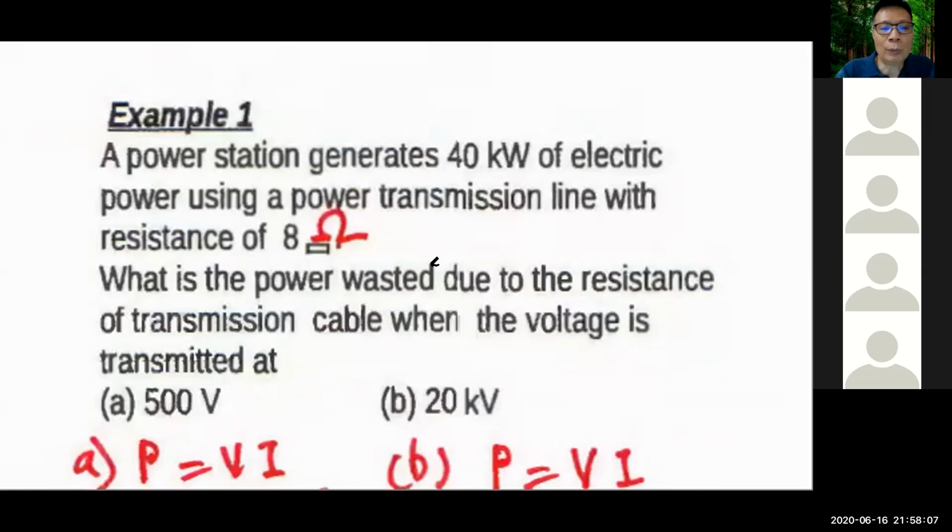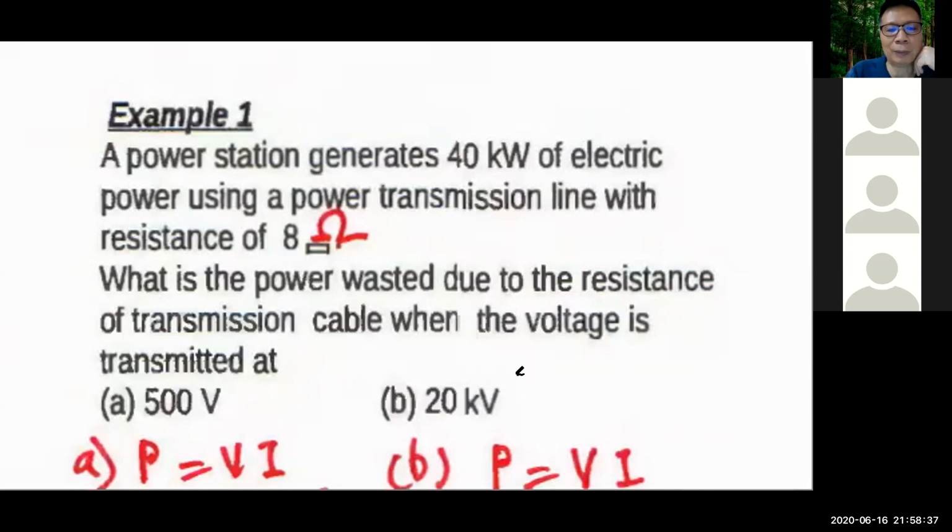So what is the power wasted due to the resistance of transmission when the voltage transmitted is 500 watt and then P is 20,000 watt? Okay, let me tell you. I introduced that the current must be transmitted in high voltage. When transmitted in low voltage, the current is definitely very strong and there is power loss. Transmitted in higher voltage is better. You can see the difference.